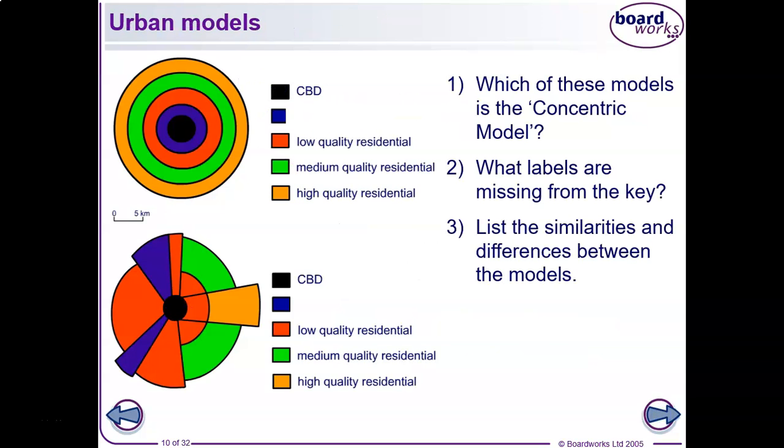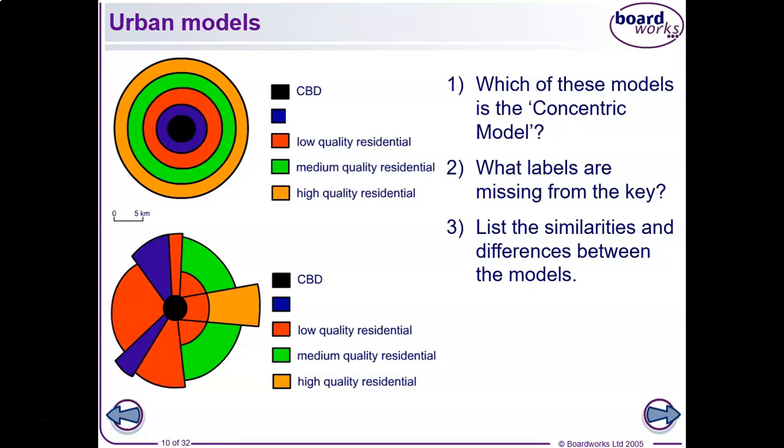So I want you to look at these two models. What have we learned? Which one is the concentric model? If you think of concentric circles, it's obviously the top one. Who came up with that model? It was Burgess. What labels are missing from the key? Want to have a guess there? So the blue area, it's the light industry. And then list the similarities and the differences between the models.